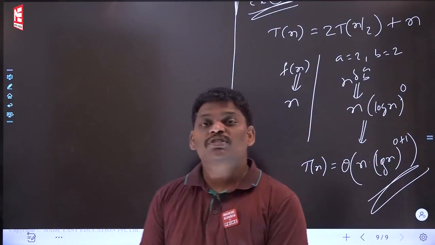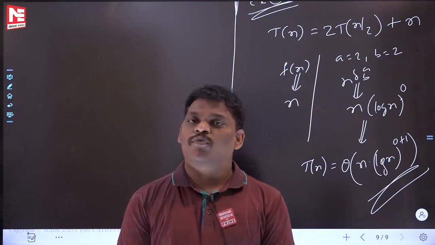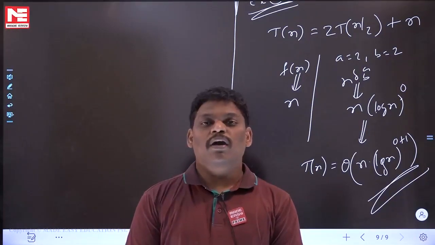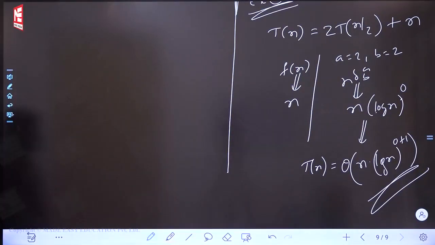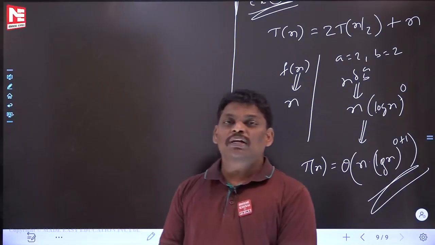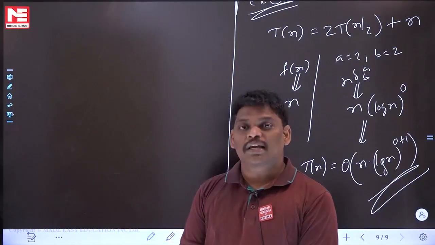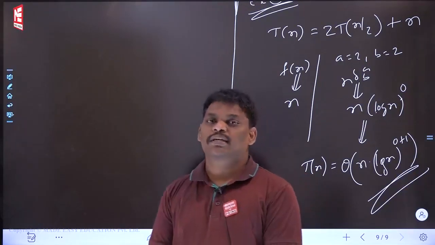What is the first case? n power log a base b is polynomially bigger than f of n. Case 2: n power log a base b is polynomially smaller than f of n. Case 3 says that these two fail. If case 1 and case 2 fail, then go to case 3.